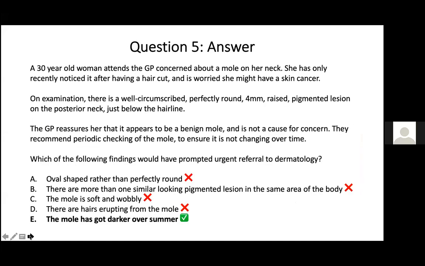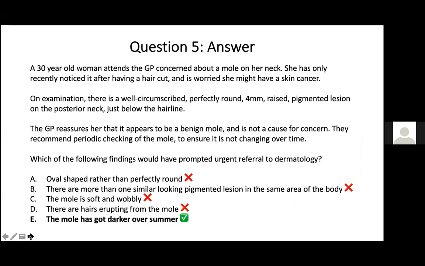So the correct answer here is E. The mole has got darker over summer. Looking at the other answers there, A, it's okay for a mole to be oval shaped. It's more about having symmetry and having well-defined borders. Looking at B, people quite often have multiple moles. Some skin types are more prone to moles. So you'll see some folk have more moles than others.